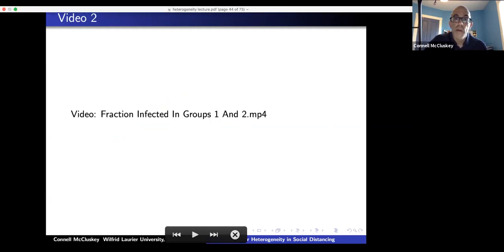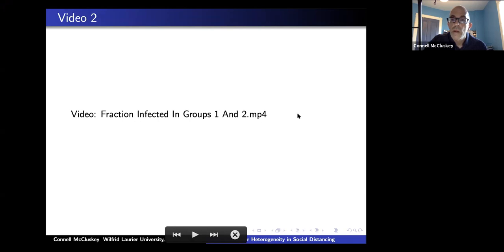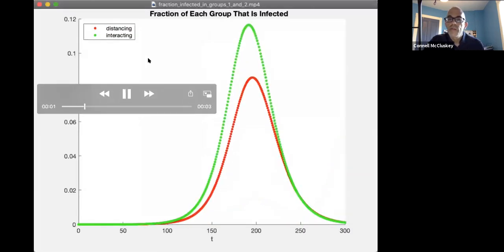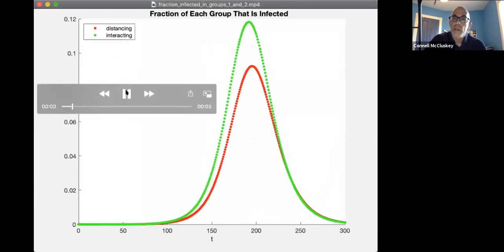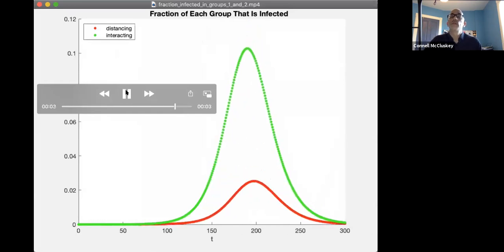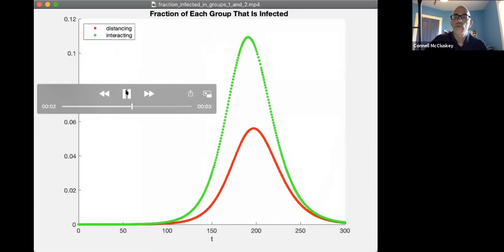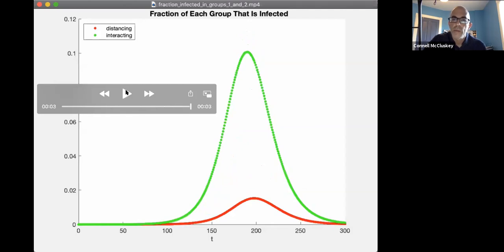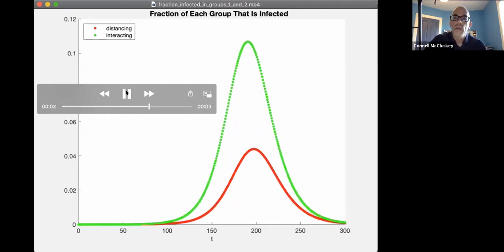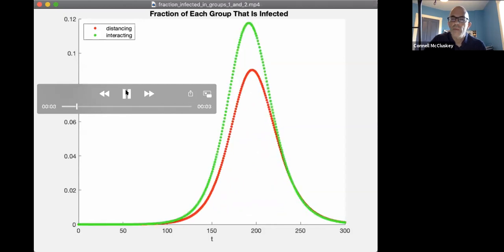Okay, now another video. This video is showing the fraction of each group that's infected. As it turns out, in keeping tau star constant, at least at 0.7, the social distancing group is always much larger than the non-social distancing group. That's just a matter of the way the parameters are chosen. With the 0.7, I think the largest your non-distancing group ever gets is about 30% of the population.